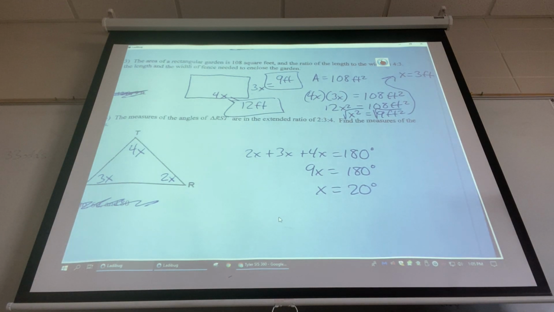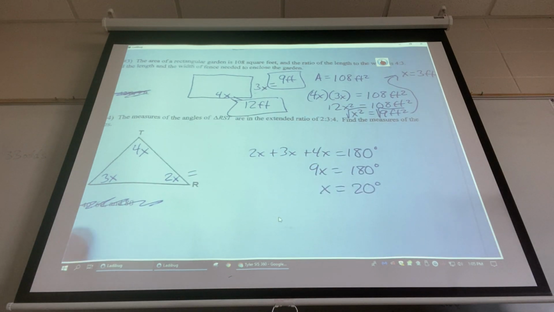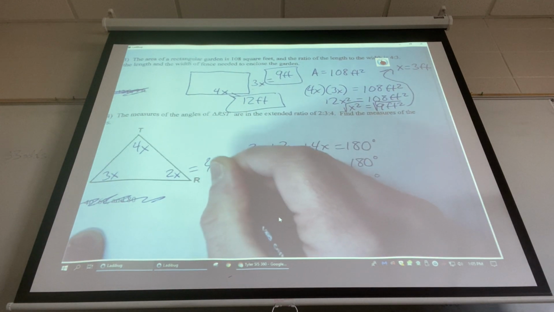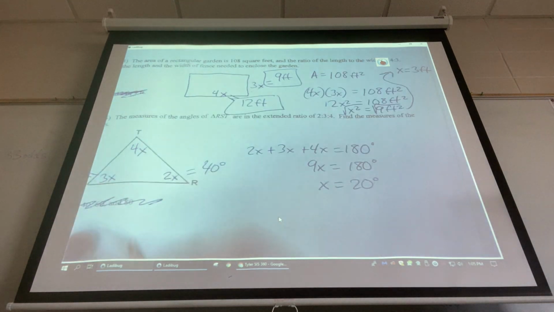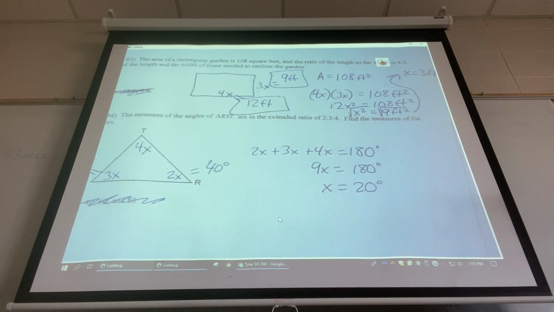They didn't tell us to solve for x. What do they actually want to know? Angle measures. Alright, so what's the measure of angle R going to be? 40 degrees. Angle S? 60 degrees. And T? 80 degrees.